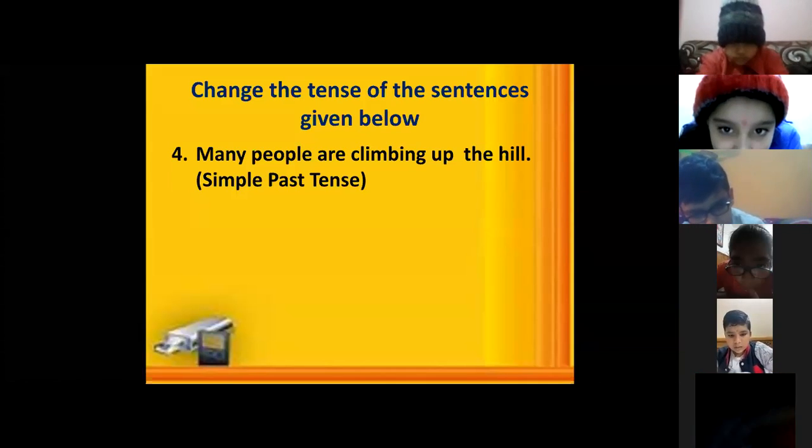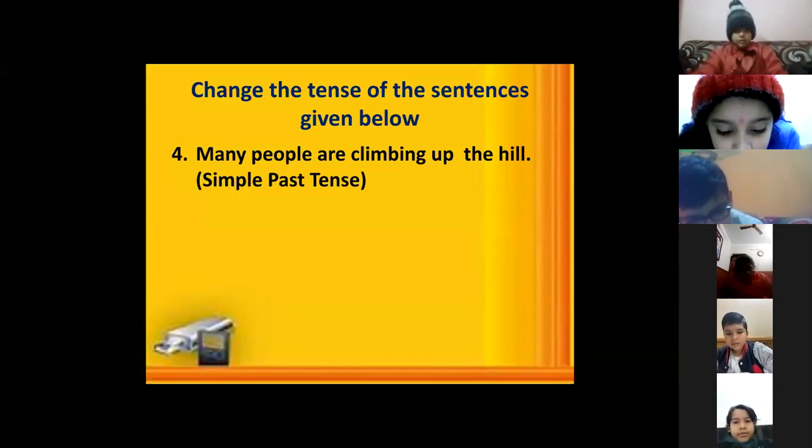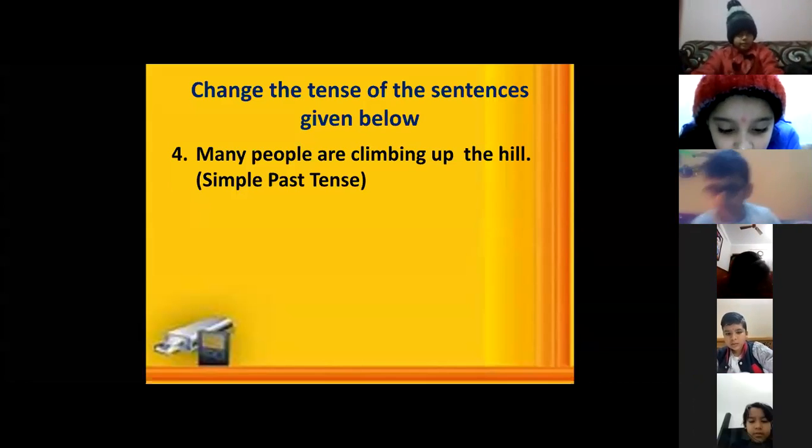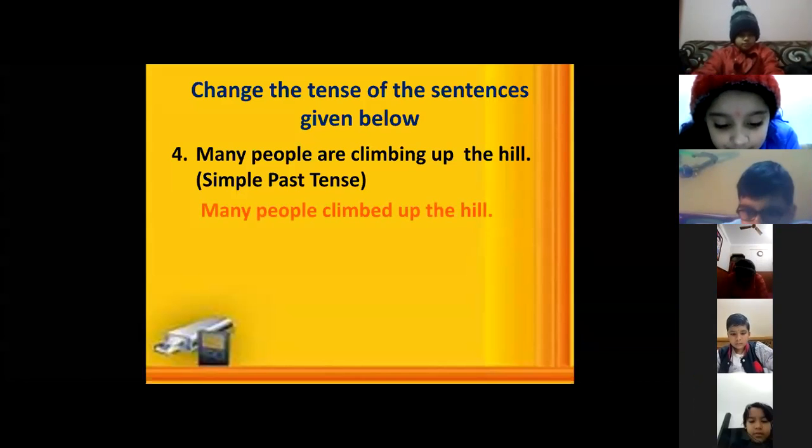क्योंकि हमने बोला है कि सिंपल पास्ट में बताओ. सिंपल पास्ट में हम क्या यूज करते हैं? We use the second form of the verb. तो क्लाइंब से क्लाइम्ड बनेगा ना. और सिंपल पास्ट में हम इज एम आर तो यूज करते ही नहीं. सो हम सिंपली आर को हटा देंगे. Many people climbed up the hill. This will be the answer.